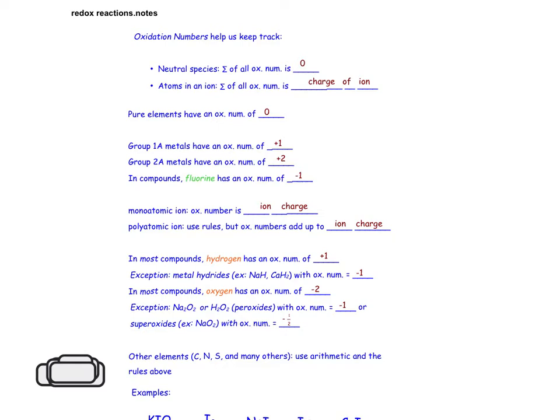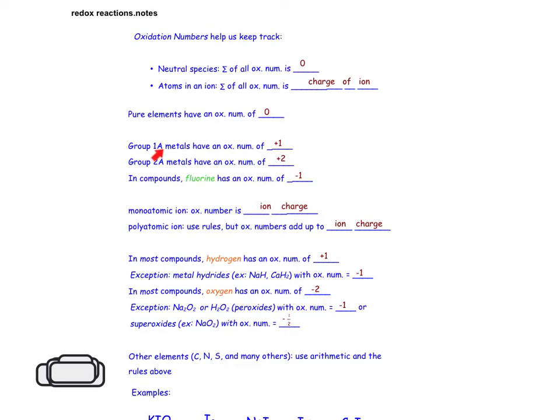By following this set of rules, we'll be able to assign oxidation numbers to any element in any substance. So first, neutral species, meaning atom or molecule, if you add up all the oxidation numbers, the total should be 0. In an ion, if you add up all the oxidation numbers, you get the charge of the ion. So sulfate should have oxidation numbers that add up to -2. Ammonium should have oxidation numbers that add up to +1. First rule, if it is a pure element, it has an oxidation number of 0. So chlorine gas, Cl2, oxidation number of 0. Fe, iron, oxidation number of 0.